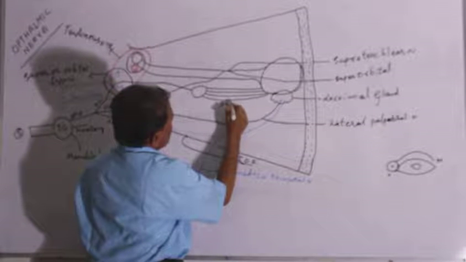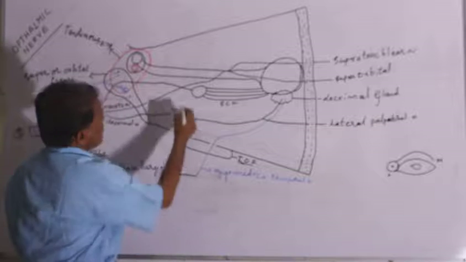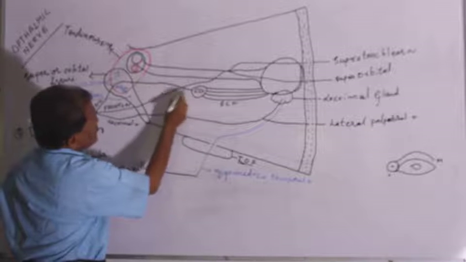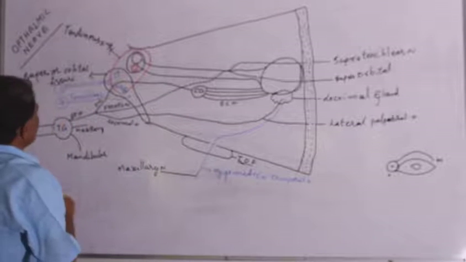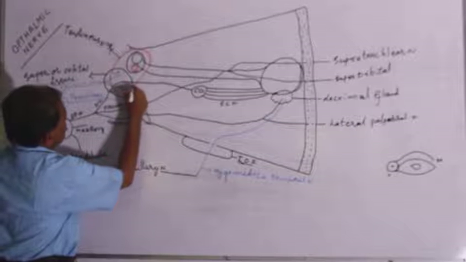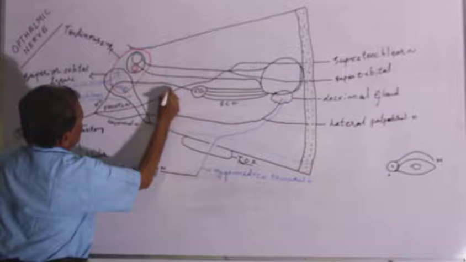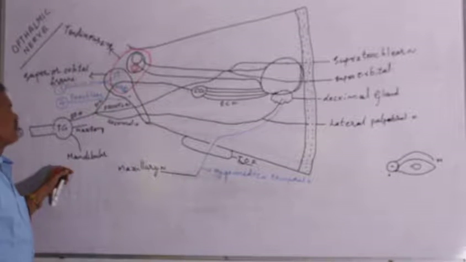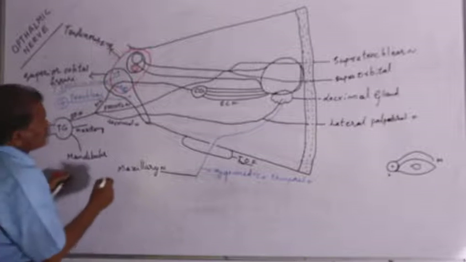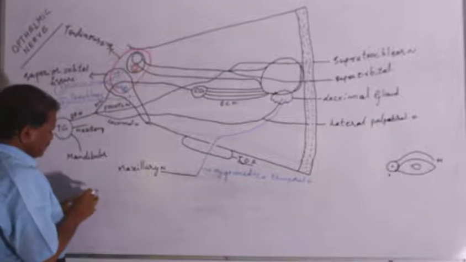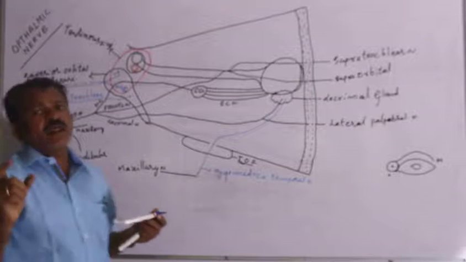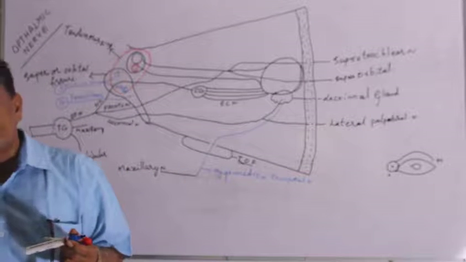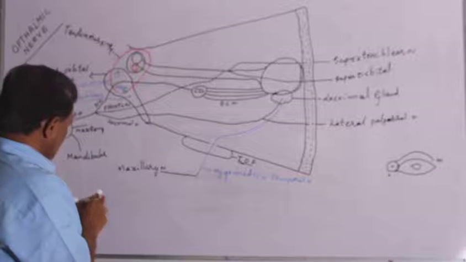Short ciliary nerves. So this is the ciliary ganglion. It gives the sensory loop. But here, what happens? The ciliary ganglion also receives fibers from the Edinger-Westphal nucleus of the third cranial nerve, and some fibers also enter through the sympathetic plexus around the internal carotid artery.